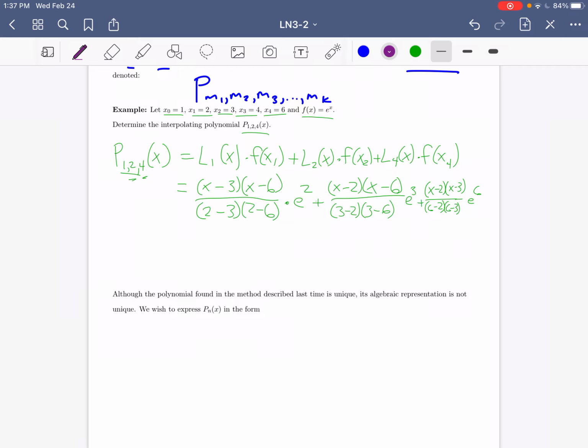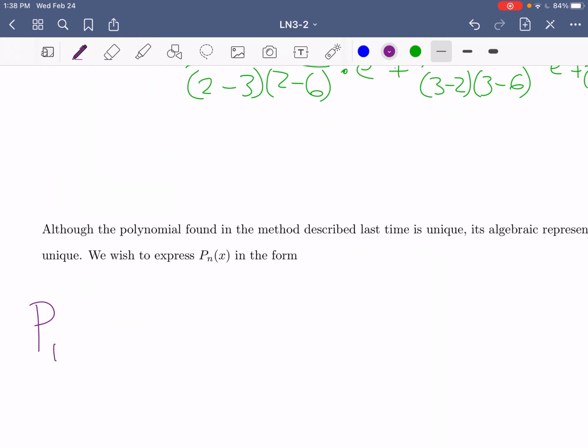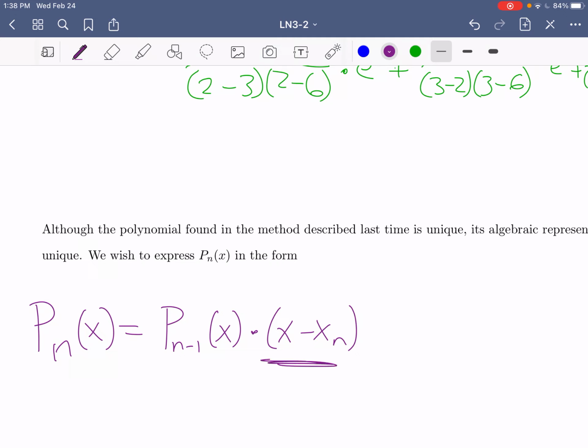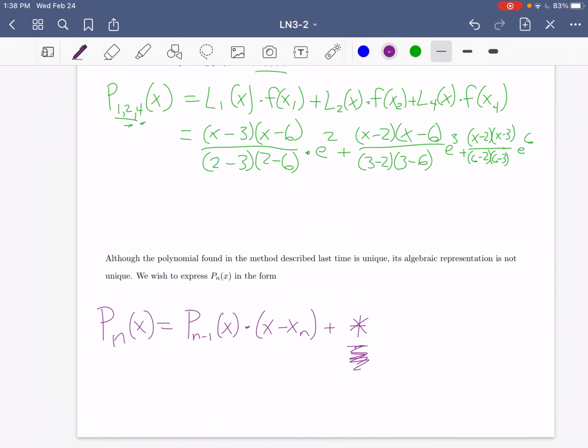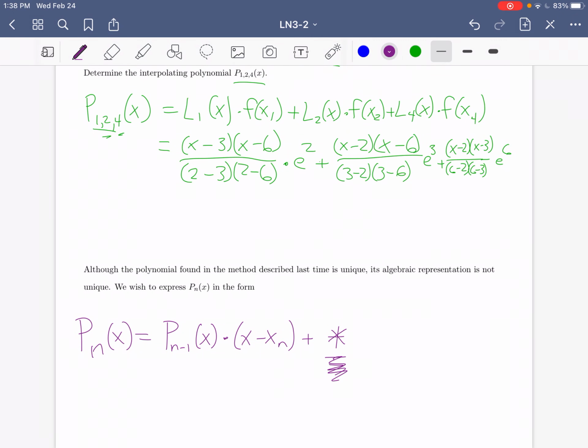Our goal is going to be to represent our polynomial Pn of x in such a way that we can build it out from our old polynomial, right? So we have the previous polynomial, and then we're going to somehow tack on a new node. But it's not just multiplying by this. We would also need to add some other business here. And so we're going to think about, what is this other stuff here? How do we build that out? We will talk about that in the next section.